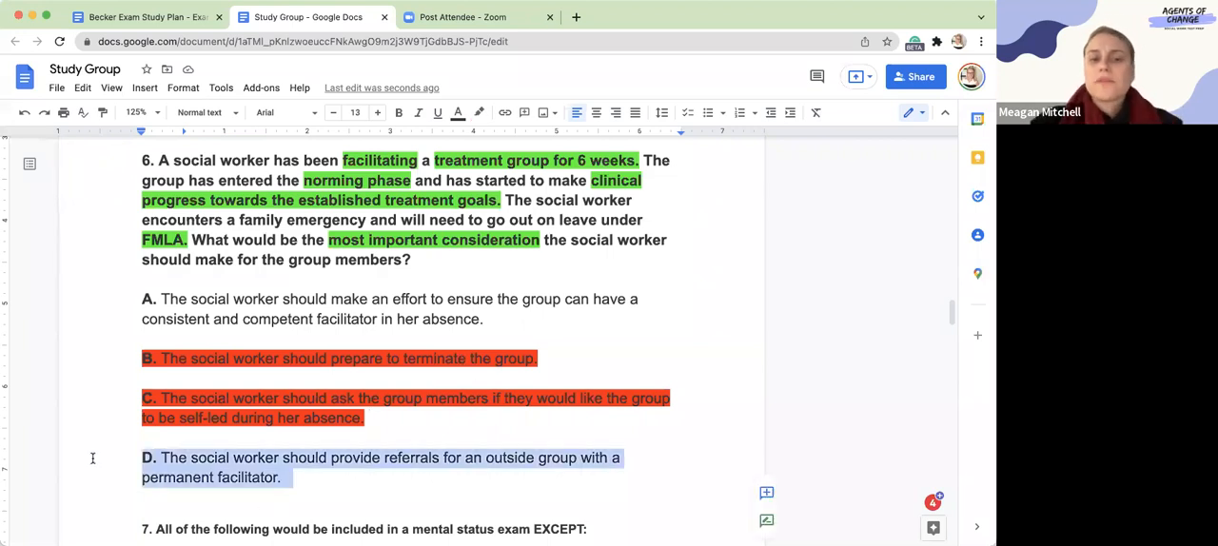The social worker should provide referrals to an outside group with a permanent facilitator. What's wrong with that? Here's referrals. I would like you to go to a group where there is someone that maybe can provide more stability.